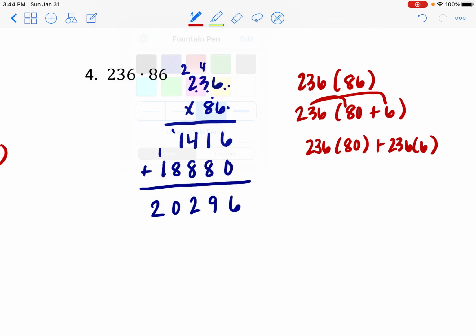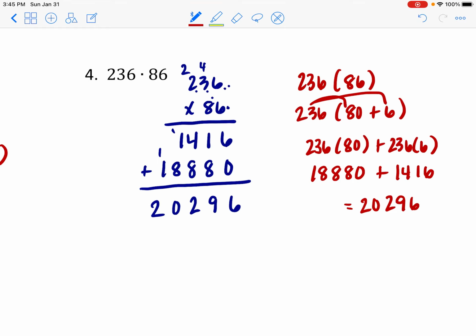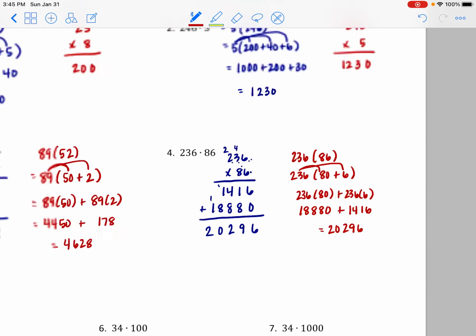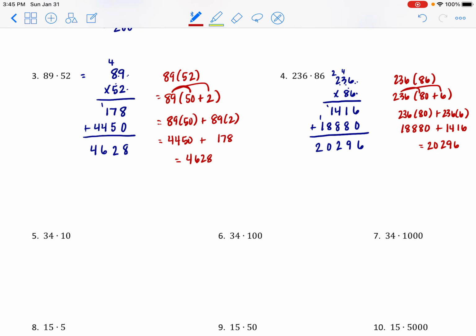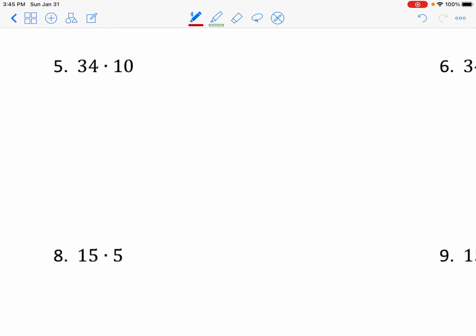Okay, so here then we should have had 1,880, which was still fine, but here should have been 1,416, and then the same 20,296 for our result. See why it's good to verify with the calculator? Okay, nobody's perfect. All right, maybe it's time for me to talk and write at the same time. It's not always the best.